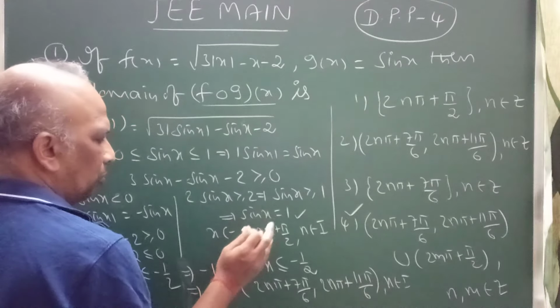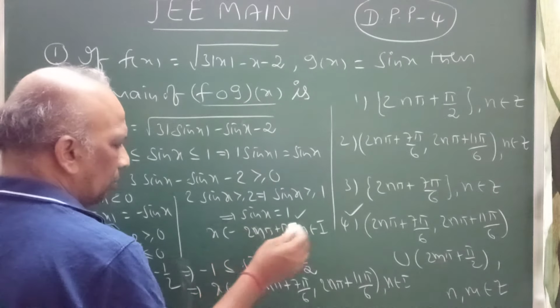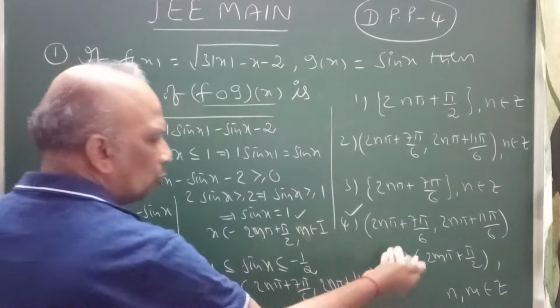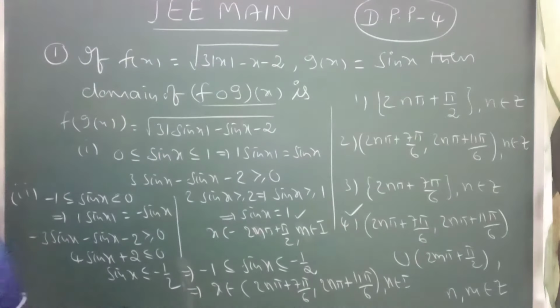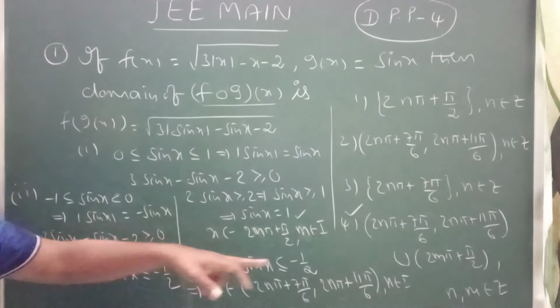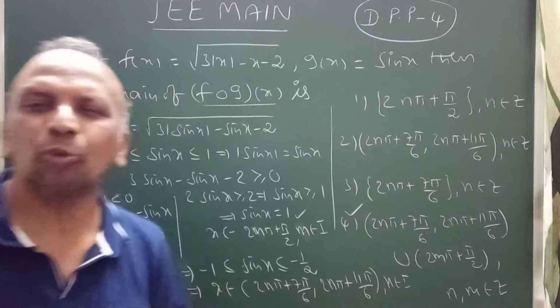Then I can change this one, simple. Instead of n, I can write m, then m belongs to integers. Then the fourth one is right: 2m pi plus pi, 2m pi plus pi by 2. The fourth option is right, so your answer is the fourth option.